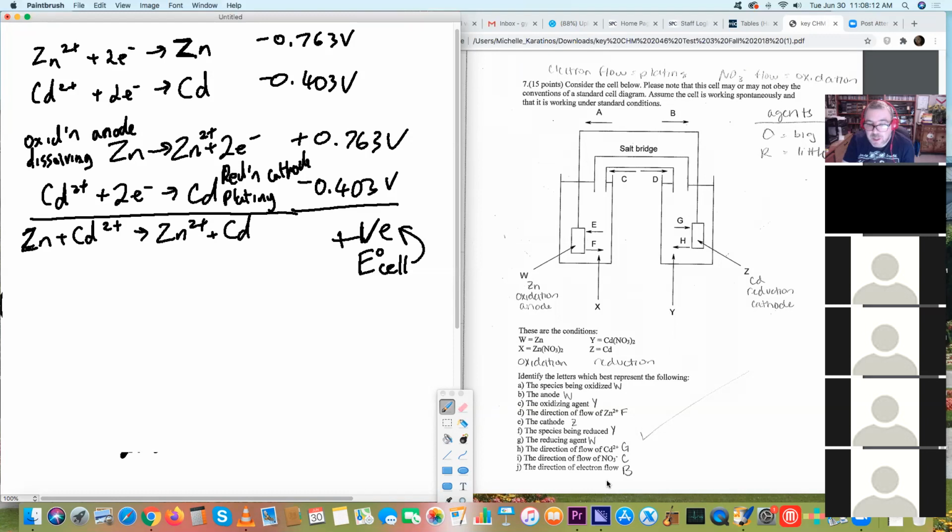Now the nitrate travels through the salt bridge, because what's happening here is the zinc is turning into Zn2+, which means that the Zn2+ needs nitrates to balance it. And the Cd2+ is turning into cadmium, which means we're losing Cd2+, so this side doesn't need nitrates anymore. So the nitrates are going to flow from this side over to this side. So the answer is going to be C.